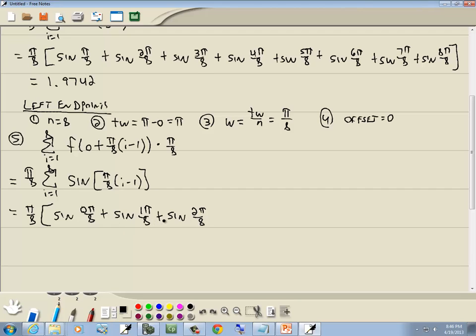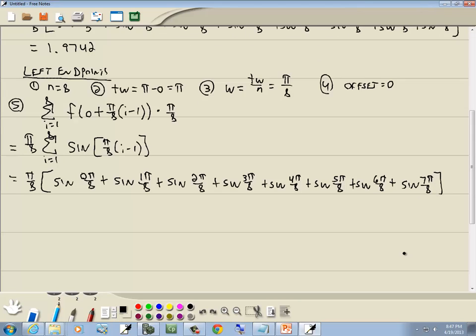0 pi over 8, 1 pi over 8, plus 2 pi over 8. So we're going to have plus sine of 3 pi over 8, plus sine of 4 pi over 8, plus sine of 5 pi over 8, plus sine of 6 pi over 8, plus, now if I put in my last one, it goes from I equals 1 to 8. If I put 8 in for I, 8 minus 1 is 7, we get 7 pi over 8. So our last one is actually going to be the sine of 7 pi over 8. Like that. And we'll plug that into our calculator and see what we get.